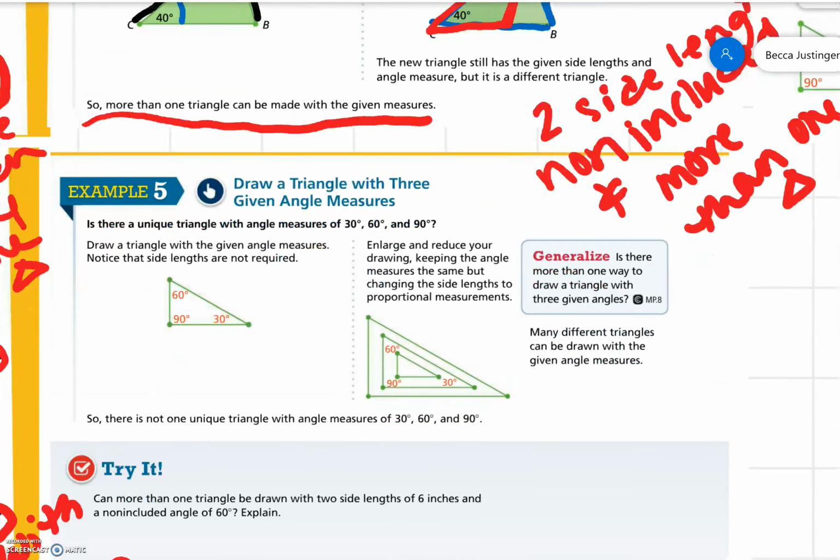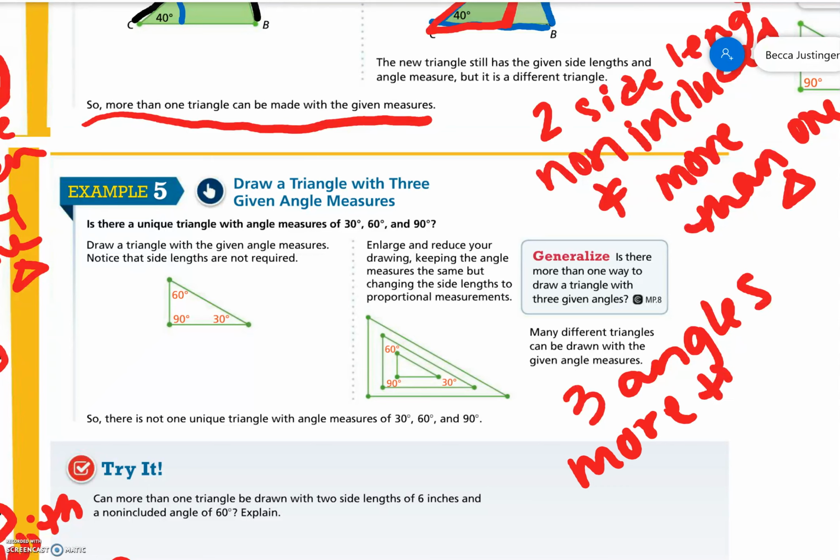Draw a triangle with 3 given angle measures. Is there a unique triangle with angle measures 30, 60, and 90? So they drew a 30, 60, 90 triangle for us, but if you enlarge and reduce the triangle, they're all different triangles, but they still have the same angle measure. So if you're given 3 angles and no side lengths, you can have more than one.